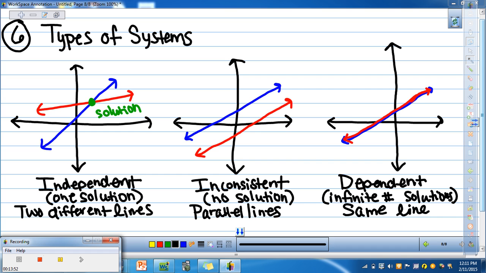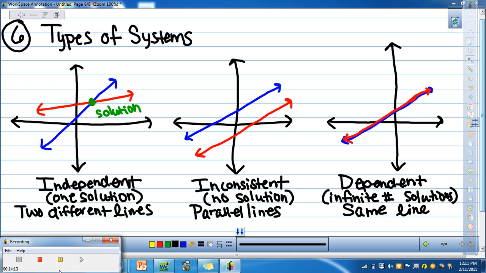These are the different types of systems of equations we might encounter. The first situation, independent, represents everything that we've seen so far. They are two different lines. There's only one solution, as we can see by only one intersection point.